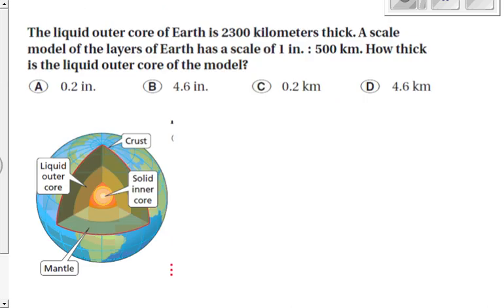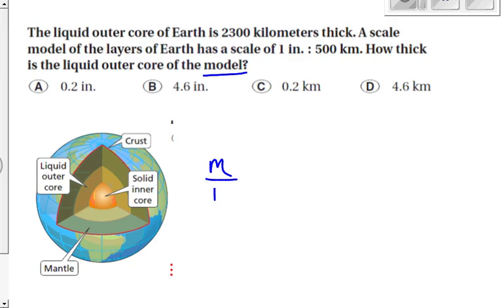The next question says, the liquid outer core of Earth is 2,300 kilometers thick. A scale model of the layers of the Earth has a scale of 1 inch to 500 kilometers. How thick is the liquid outer core of the model? So the key words they said are, how thick is it of the model. So that means we're missing the model.